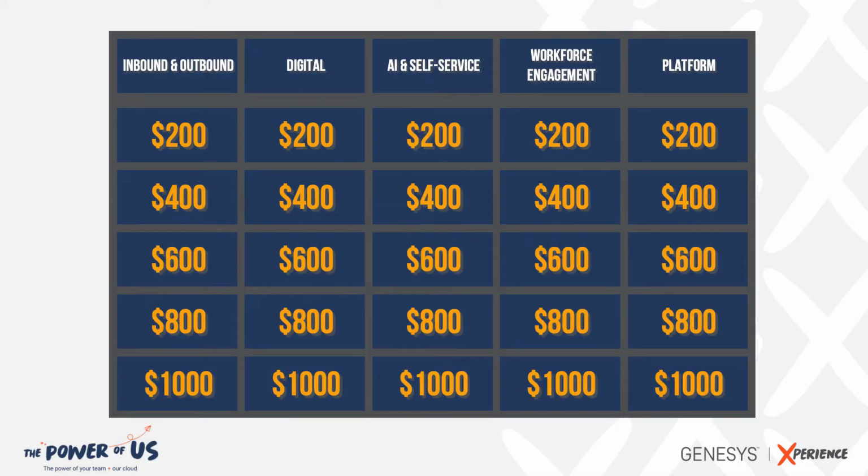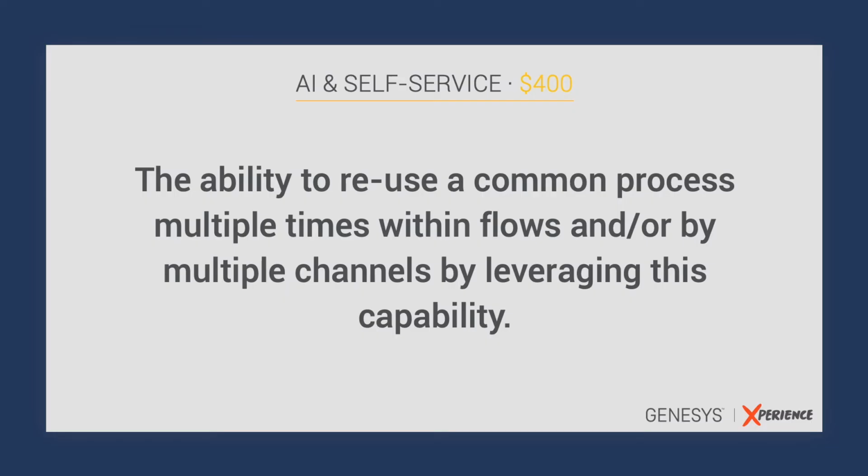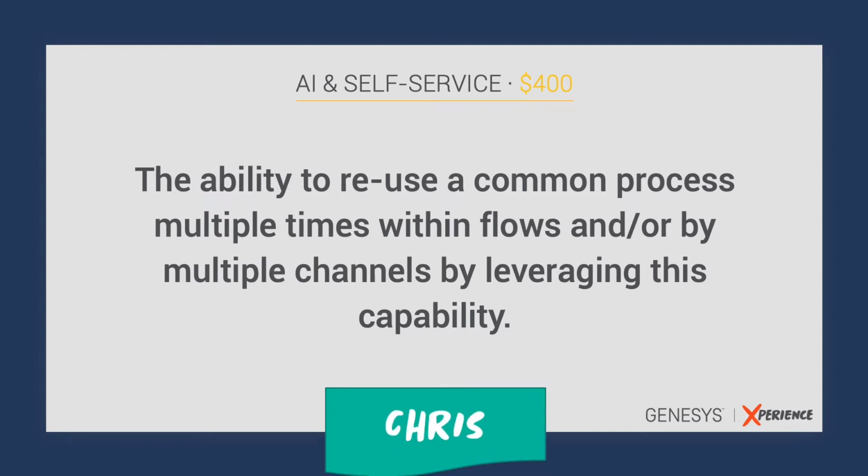Awesome. Let's move over to AI and self-service for 400. The ability to reuse a common process multiple times within flows and or by multiple channels by leveraging this capability. Ooh, what are common modules?